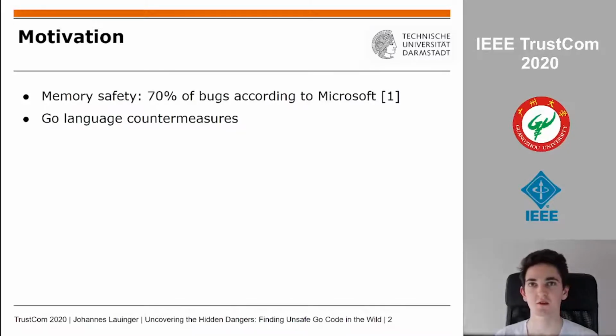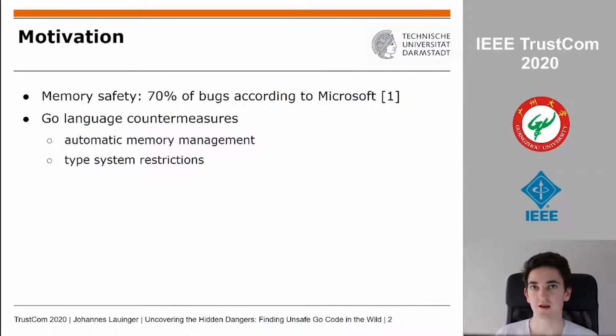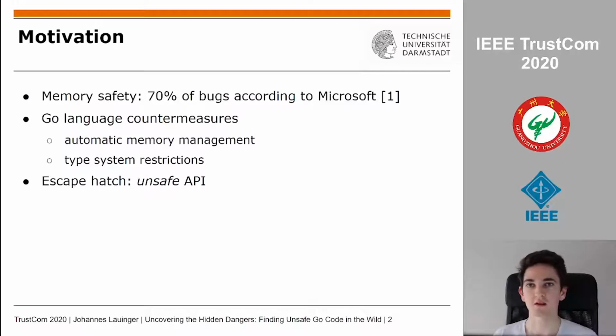This work is about the Go programming language, and it uses automatic memory management and restrictions on the type system to improve the memory safety. However, sometimes developers actually need to have direct access to the memory, and for these situations there is an escape hatch, and in the case of Go, that is something called the Unsafe API.